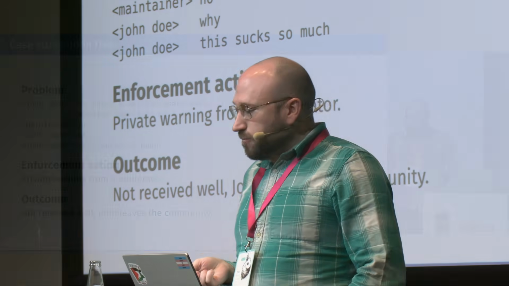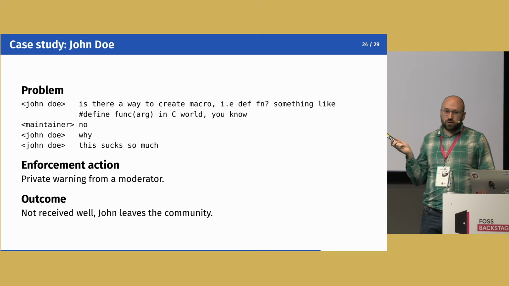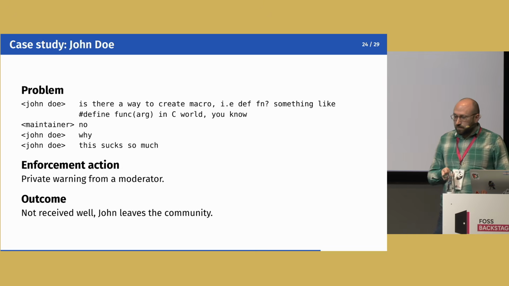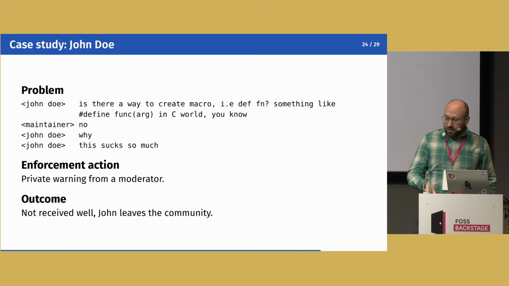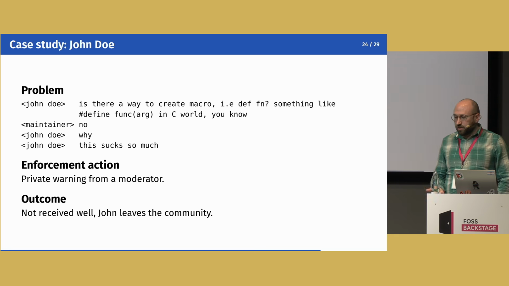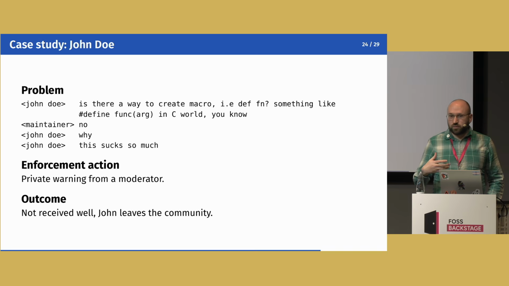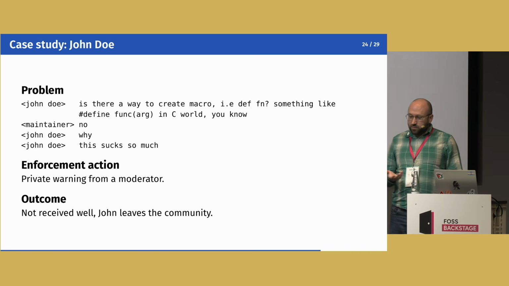Next case study is John Doe. Now, this here is a quote from our IRC channel that illustrates the problem with John Doe. He says, I'll read this aloud, is there a way to create a macro in Hare, i.e. def function, I don't know, something like the equivalent feature in C? And a maintainer says no. And he says, why? This sucks so much. Now, that's not actually against the rules to say that, but it illustrates a pattern of behavior with John where he would set a tone in his conversations that we didn't really appreciate.